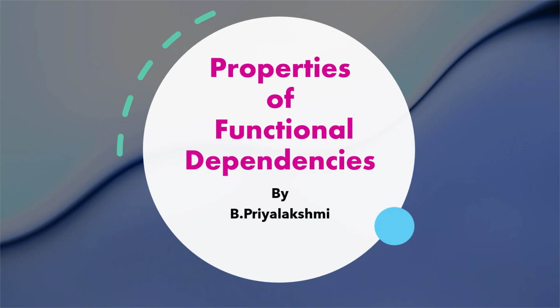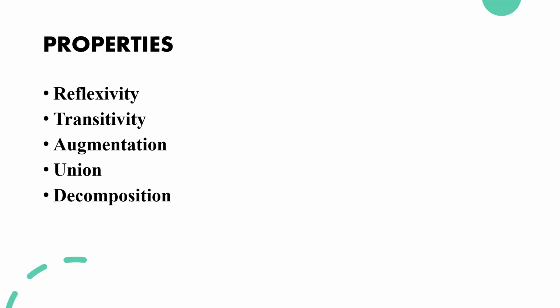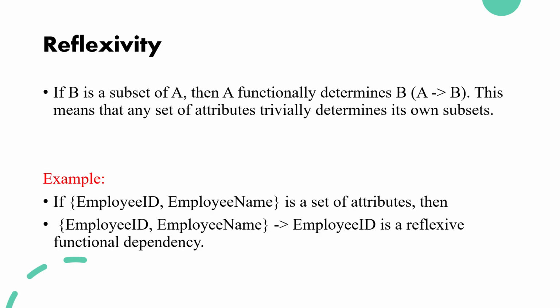Welcome. Today we'll discuss properties of functional dependencies. We have the following properties: reflexivity property, transitivity, augmentation, union and decomposition. We can discuss one by one. So the first one is reflexivity.